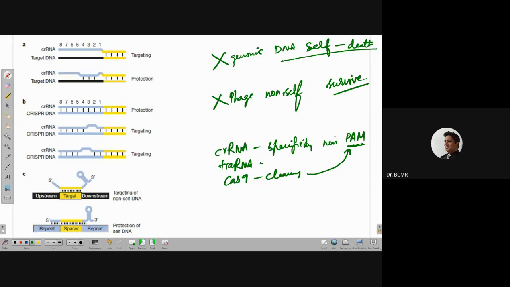The last one is that the 5' end of CRISPR RNA should not have base pairing. If it is base pairing, that indicates it is self. If it is not base pairing, that means it is non-self. These conditions should be met if we want the target sequence to be degraded. Okay?